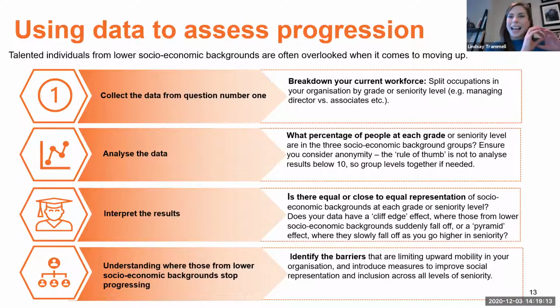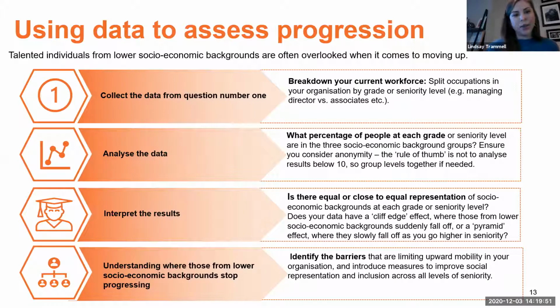What you need to do is see at each of those bands, at each grade level, what is the socioeconomic background. And then you're going to interpret those results. Does your data look like a pyramid, where as you rise up the ranks, it gets less and less diverse? Or does it have a cliff edge? Is there a moment, maybe from associate to managing director, where suddenly you had some good diversity and then it massively falls off? That helps you target where to put those interventions.